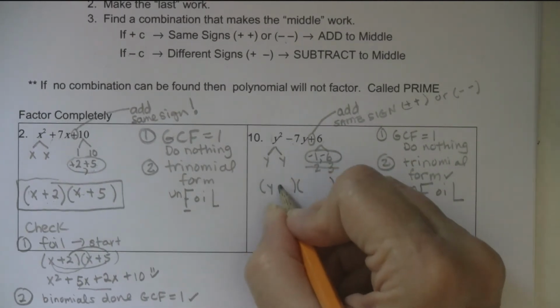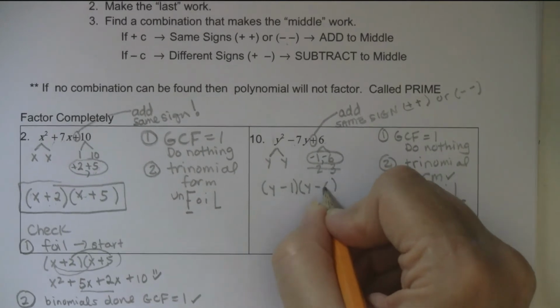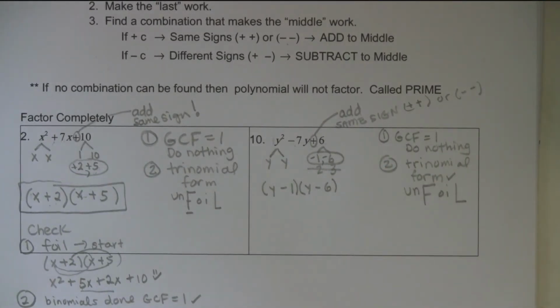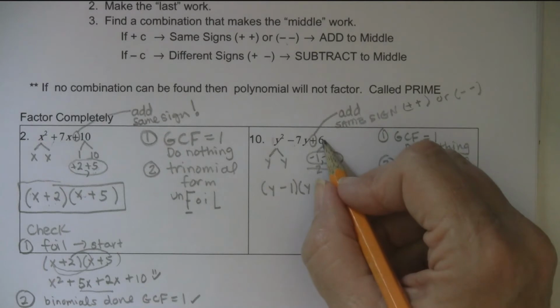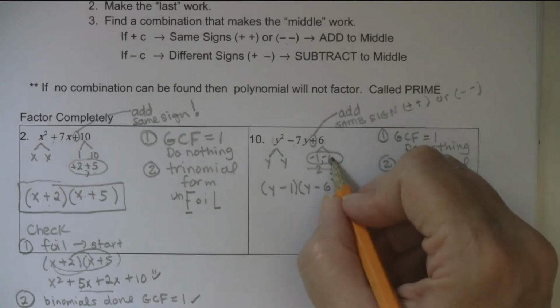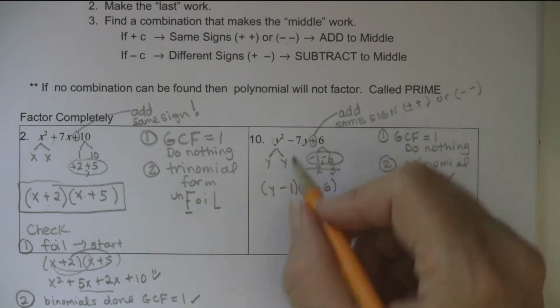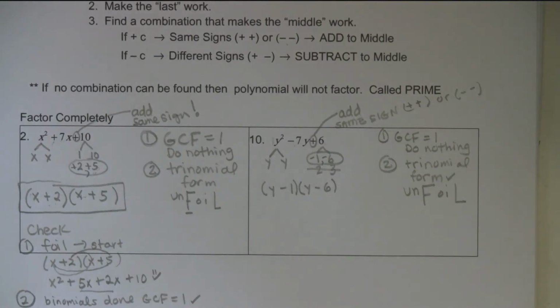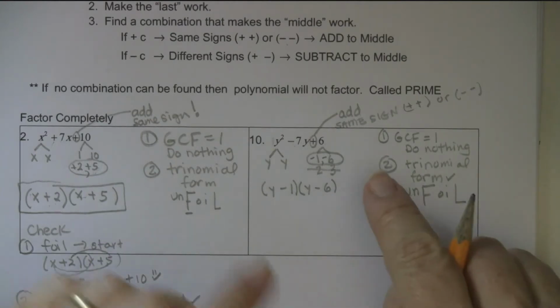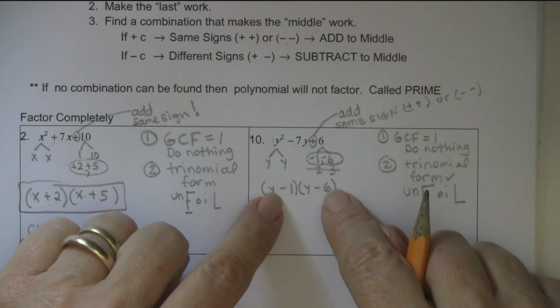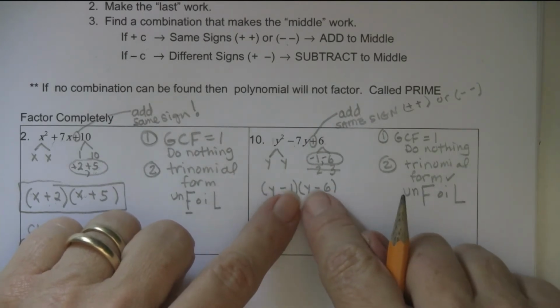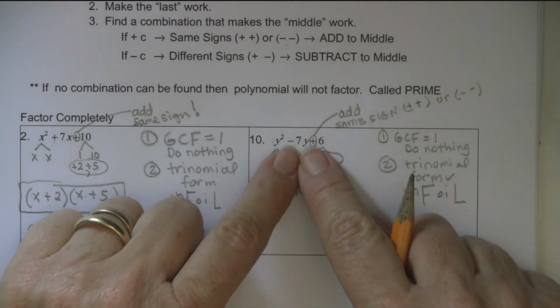And I have to tell you that I don't usually FOIL these to check to make sure they work, because I feel like I've really given a good check to them. When I multiply those together, I get positive 6. Negative 1 times negative 6 is positive 6. When I add these together, since they're both negative, I get negative 7, right? And so I really feel like I've already checked it. And if you're wondering, well, it's negative 7y, but when you do the outer, that's going to be y times negative 6, which is negative 6y, and negative 1y makes negative 7y.